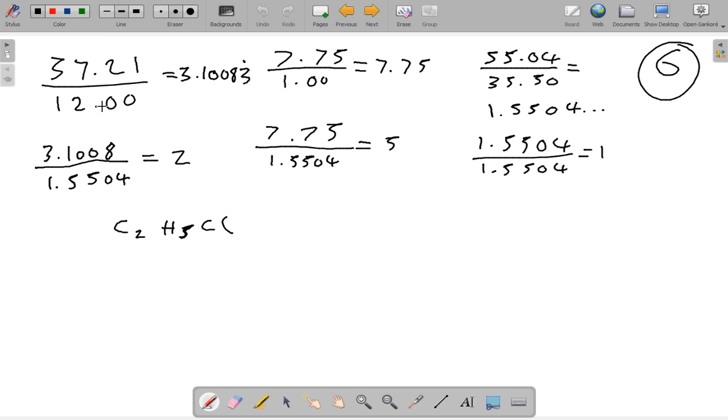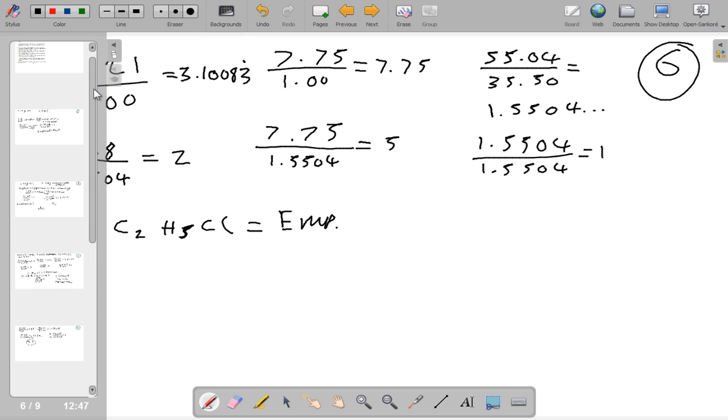So 37.21 over 12 is 3.10083, 7.75 over 1 is 7.75, and 55.04 over 35.5 is 1.5504 moles. So divided by the smallest, which is 1.5504, we get 2, and 7.75 over 1.5504 is 5, and 1. So empirical is C2H5Cl. So I'm going to put EMP for short.